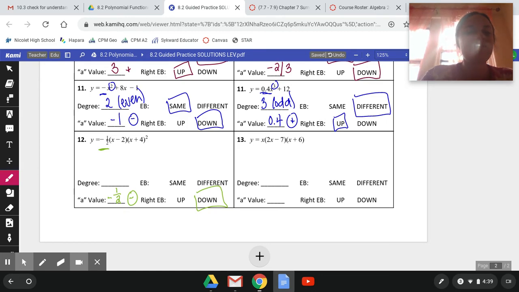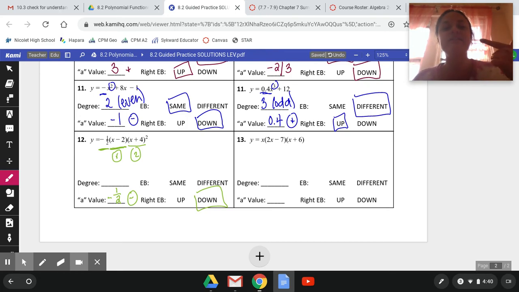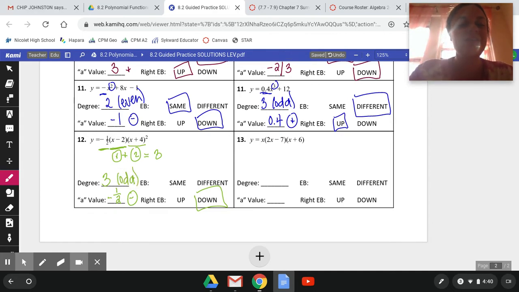As I look at this, my first factor is just a single factor, right? It's just x minus 2. My second factor is x plus 4, but it is squared. That indicates to me a double root, okay? So because I have a single root and a double root, that tells me that my degree is 3. So the degree of this polynomial is 3, which is odd, which tells me that my two ends will be going in different directions.